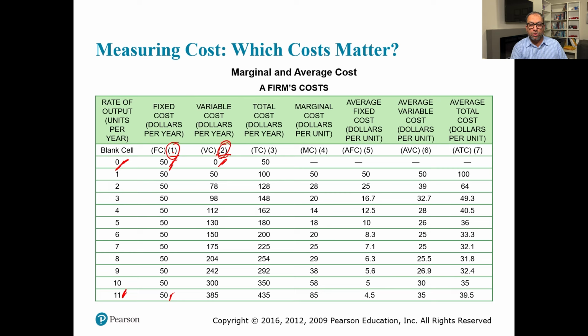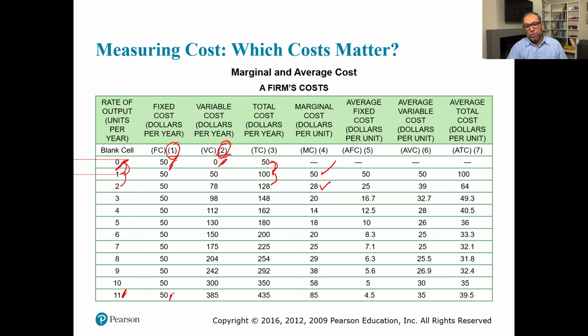Now marginal cost. Marginal cost is the change in total cost divided by the change in output. So we can see here the change is 50 and the change here is 1. So 50 divided by 1 is 50. Here the change is 28 and the change here is 1. So 28 divided by 1 is 28. So this way we calculate the marginal cost: change in total cost divided by change in output.